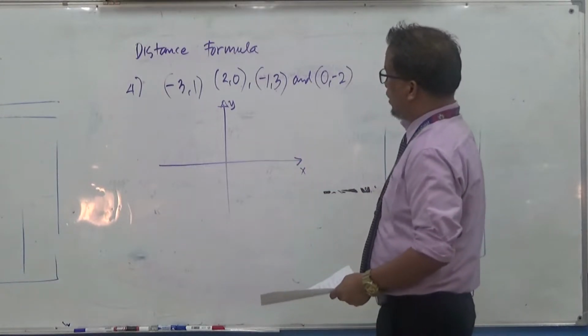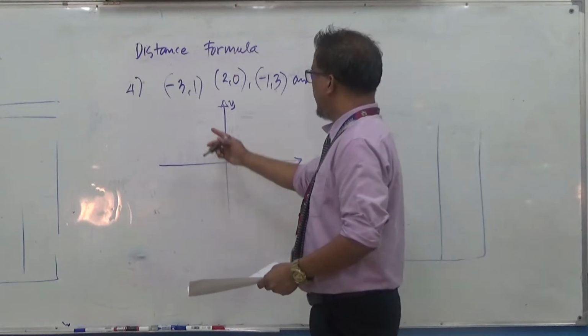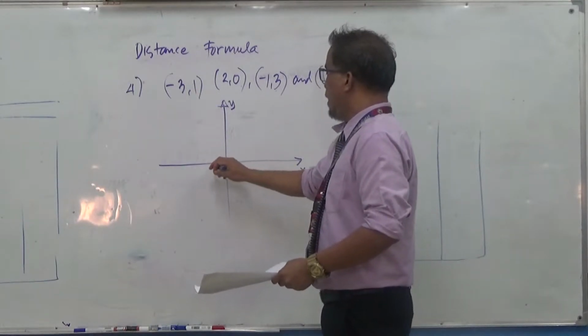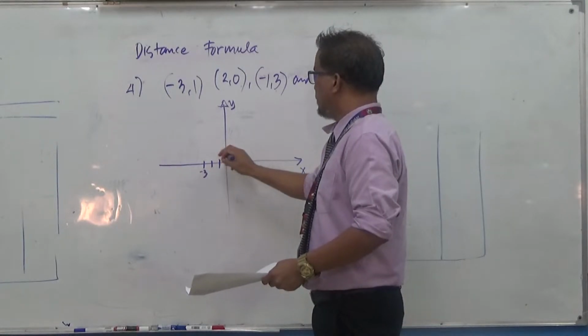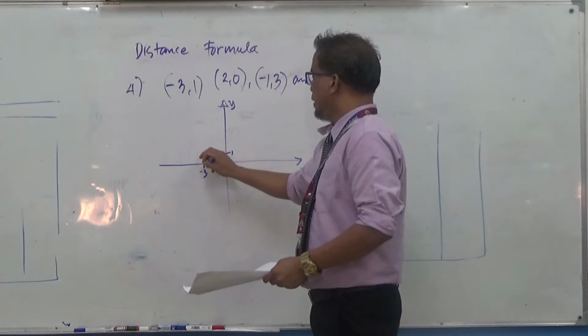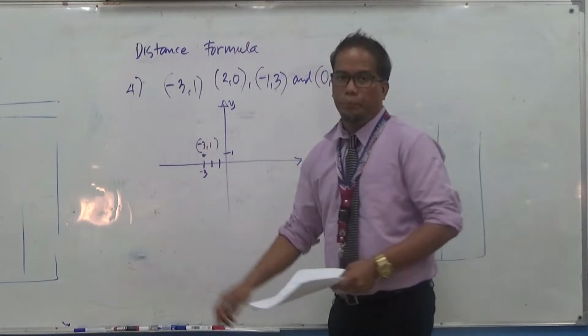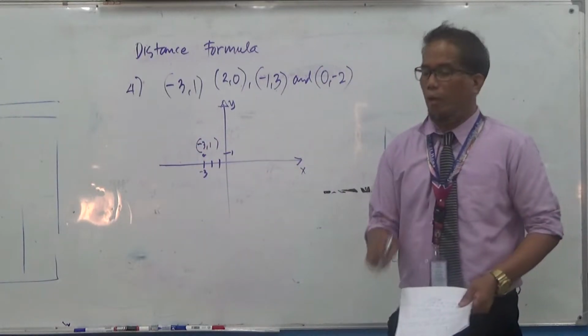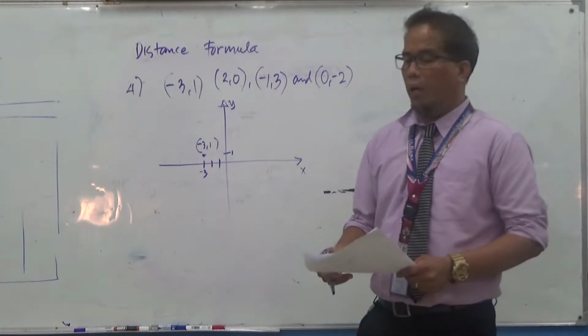And then we have (-3, 1). So we have 1, 2, 3. So this is negative 3, then this is positive 1. So the point will be here. So this will be (-3, 1). Okay, so we will plot the points first in the Cartesian coordinate plane.